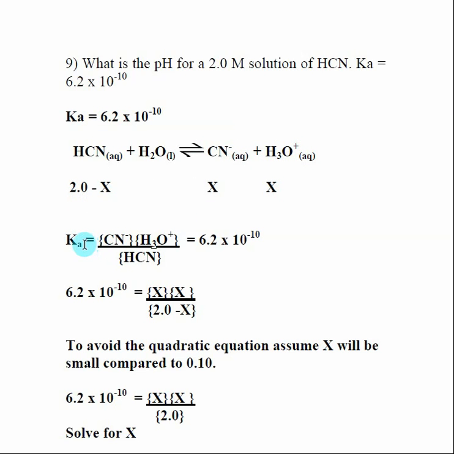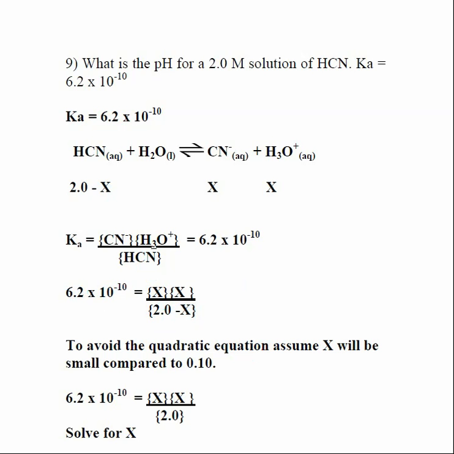I then come up with my equilibrium expression for my Ka. So it's products divided by reactants. Water doesn't make it into that. That's going to be equal to my Ka constant. I then take this algebraic expression that we came up with and plug it into my equilibrium expression. So X for CN minus goes in, X for hydronium, 2.0 minus X goes in for HCN, and that's going to be equal to my Ka.